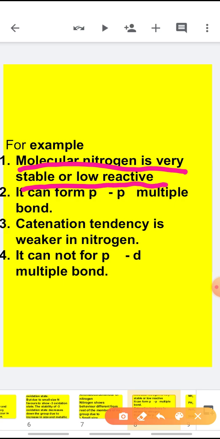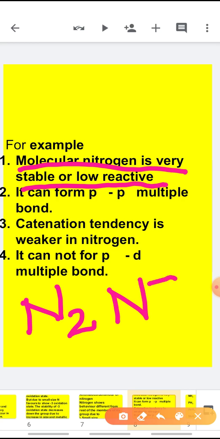Many a time a question comes in the board exam: why is dinitrogen inert? You all know this nitrogen gas is filled inside the packets of chips or wafers. Why is it so? Because it will not react. Why will it not react? It is because of N triple bond N. Two nitrogen atoms are bonded through a triple bond.